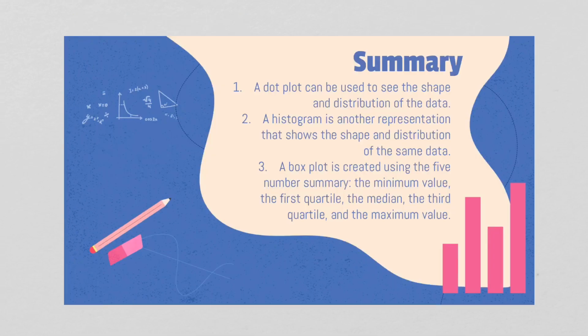All right, final slide. So, a summary, you should be able to say that a dot plot can be used to see the shape and distribution of the data. You should be able to see that a histogram is another representation that shows the shape and distribution of the same data. And a box plot is used creating the 5-number summary. And I showed you guys the 5-number summary. That includes the minimum value, the first quartile, the median, the third quartile, and the maximum value.